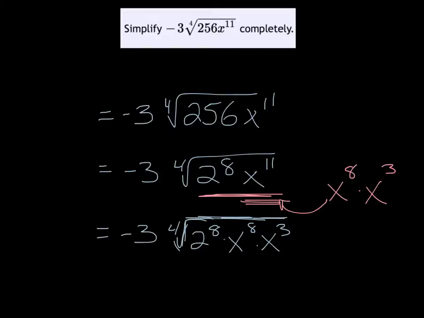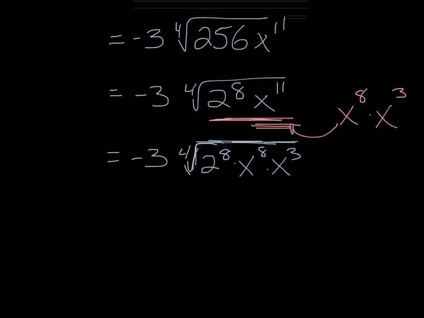Okay, the next move is pretty straightforward, but really is what confuses some people. What I'm going to do now is take the fourth root of everything under this radical that I can in a nice way. What that's going to entail is taking the fourth root of this 2 to the 8th and the x to the 8th. I'm not going to take the fourth root of x cubed because it won't work nicely. Specifically, I can't divide this exponent by 4. So I'm going to apply the fourth root to these two factors and leave the x cubed underneath the root.